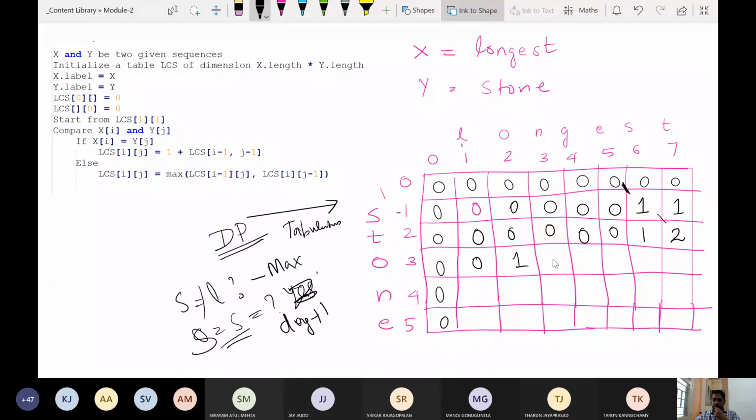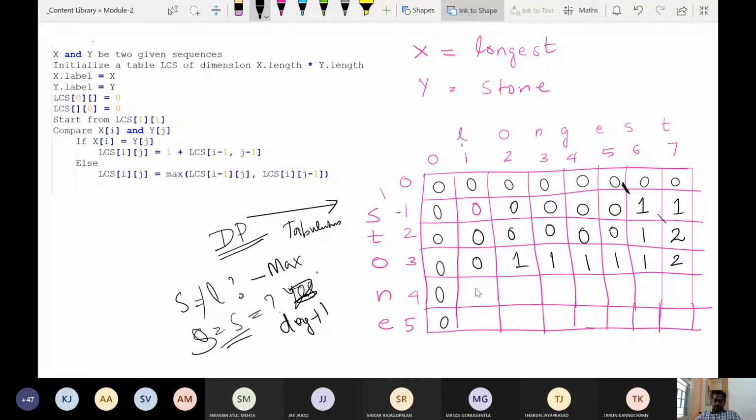O and G, 1. O and E, 1. O and S, 1. O and T, 2. Because the upside cell is 2 and the cell to the left is 1. Maximum of 2 and 1 is 2. So that is why this is 2.